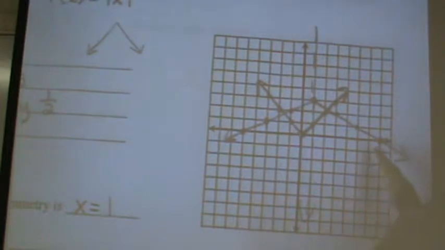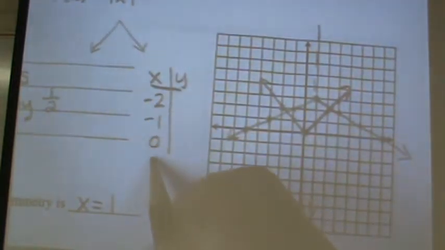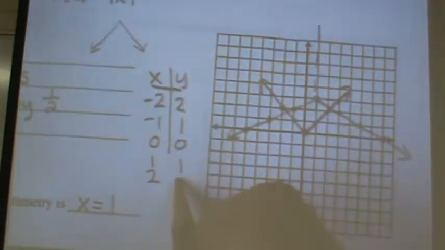Where did the first graph come from? That's the parent function that we talked about in section 2.6. The parent function, from here, if you were to plug in these numbers and take the absolute values of them, you get 2, 1, 0, 1, 2. That's from last week.